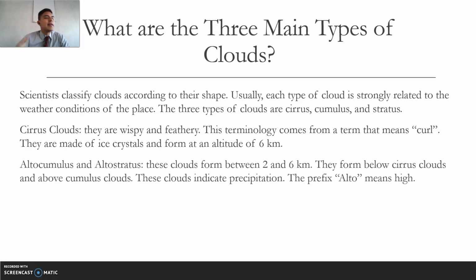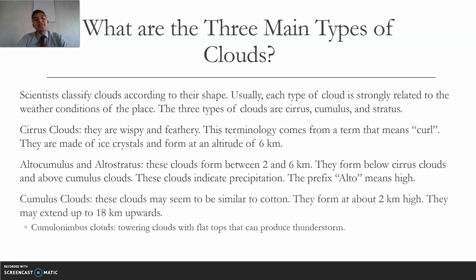Then we have some other ones that are in between the three types of clouds, but it is always necessary to study them. The clouds that we have right here are altocumulus and altostratus. These clouds form between 2 and 6 kilometers. They form below cirrus clouds and above cumulus clouds. These clouds indicate precipitation. Since they are pretty big and large, they are going to indicate that it's going to rain. And the prefix alto means high. Of course, since you are Spanish speakers, it will be a little bit easier for you to understand this terminology: alto, which means high.